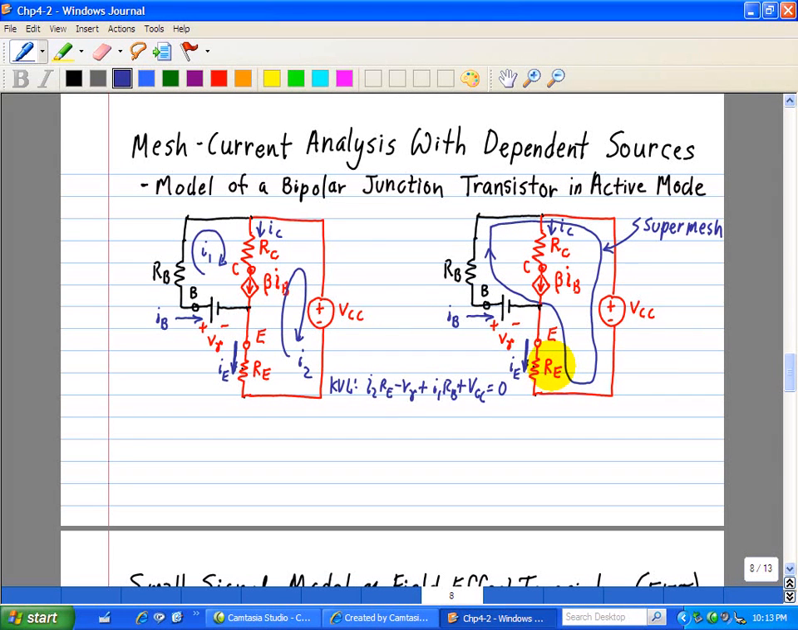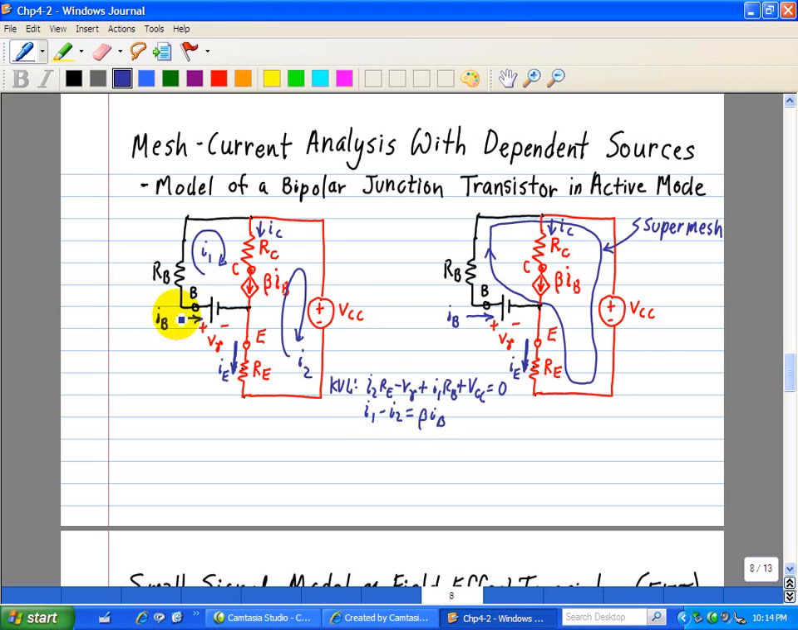Now we have an equation that has two unknown mesh currents, I1 and I2. Since the two mesh currents have opposite directions through the dependent source IB, the currents I1, I2, and IB multiplied by beta are related by KCL as follows, where we have I1 minus I2 is equal to beta IB. Now this constraint supplies the additional relationship needed to obtain two equations for the two unknown mesh current variables I1 and I2.